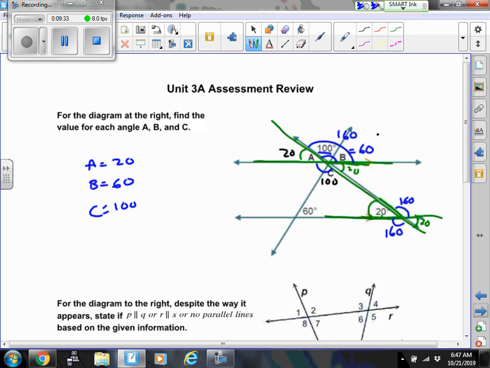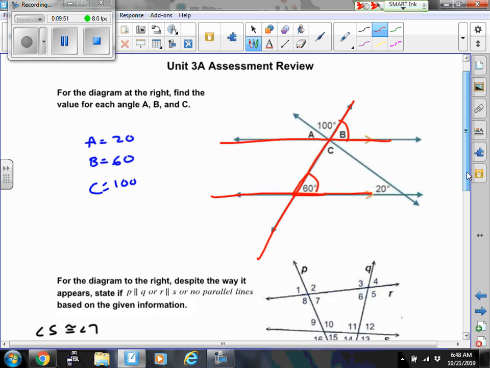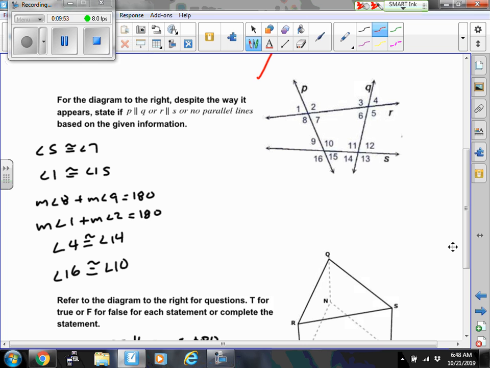Let's just double check. Let's check to see if B is 60 using something else. See, I could go like this. I could trace that 60. And then here's your one parallel line. Here's your other parallel line. And extend. 60. Oh, look, they're corresponding. So B had to have been 60 anyway. Just double checking. All right, this last one's okay. This set.